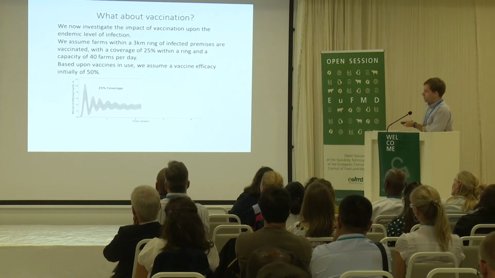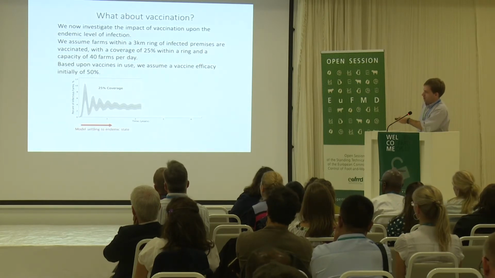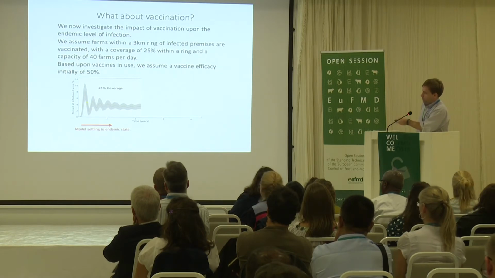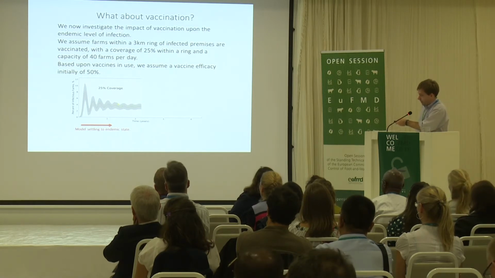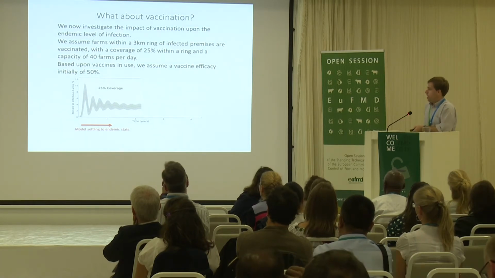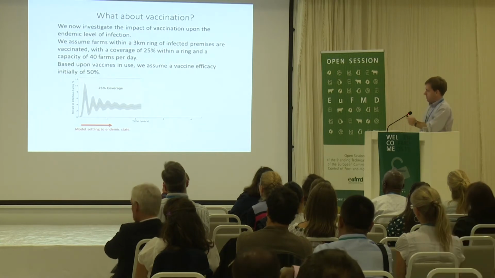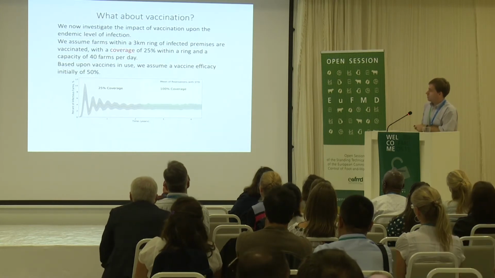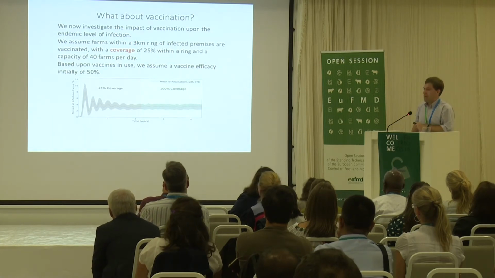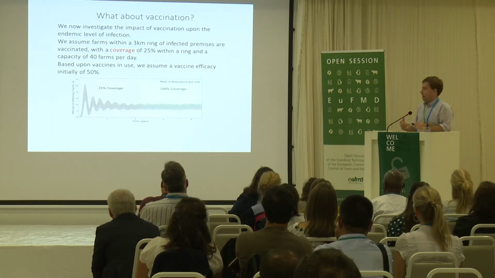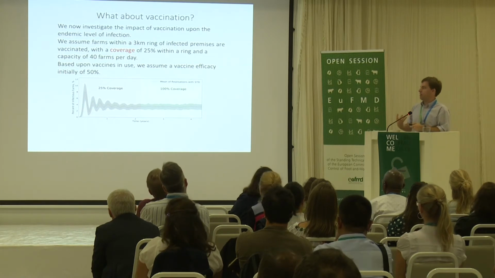So what we can do is simulate our model. Now, this section here is an artifact of the model: as we run it, we have to get it to settle down to an endemic state. So ignore anything that's here. What we're interested in is this endemic level of infection as we persist. So if we run it with 25% coverage, and then I switch to 100% coverage, so all farms within a ring are vaccinating, we actually don't really see any effect, which we were really surprised about to start with.